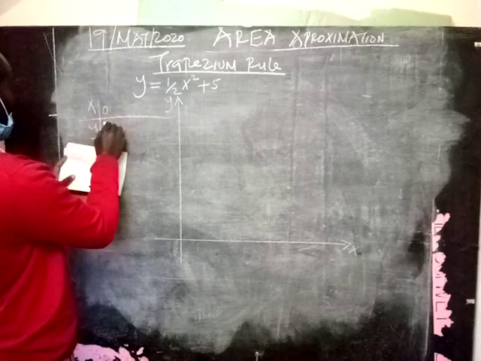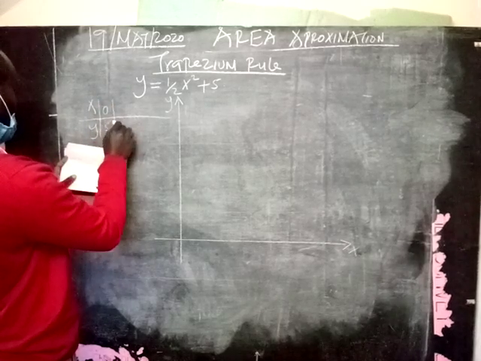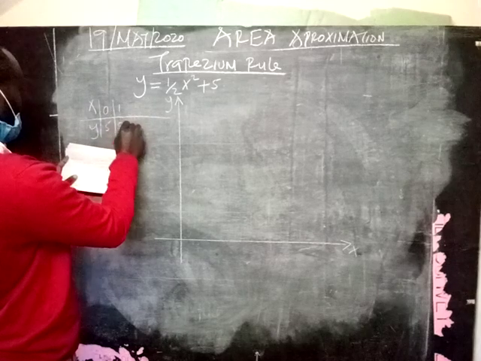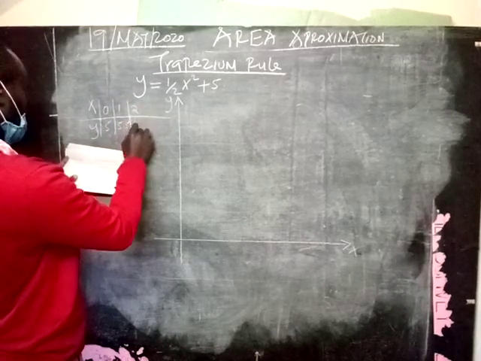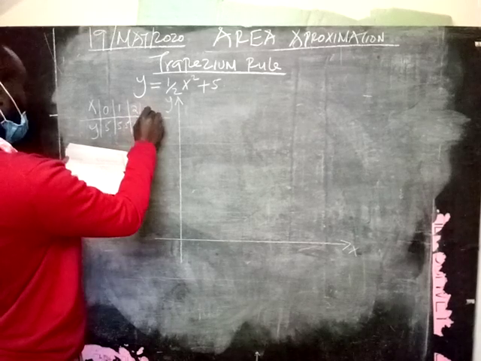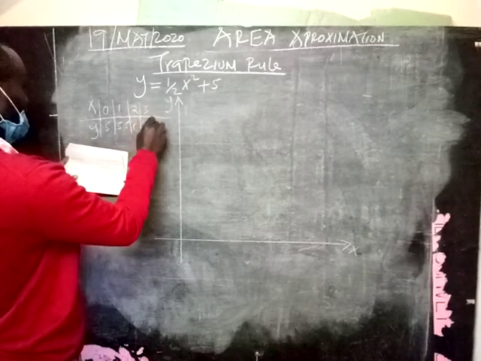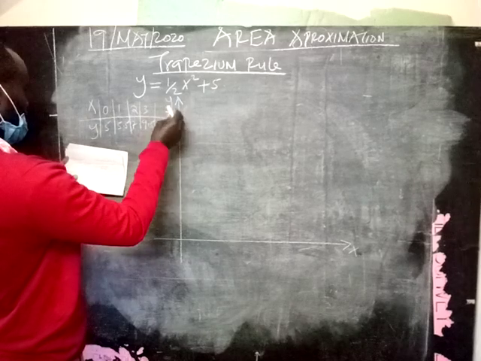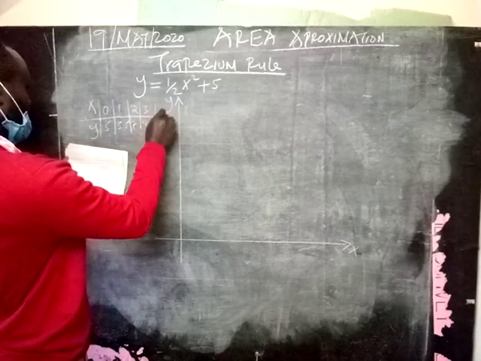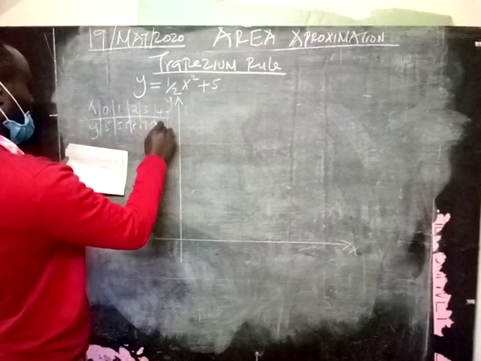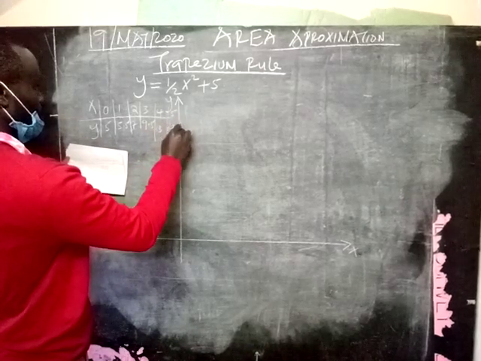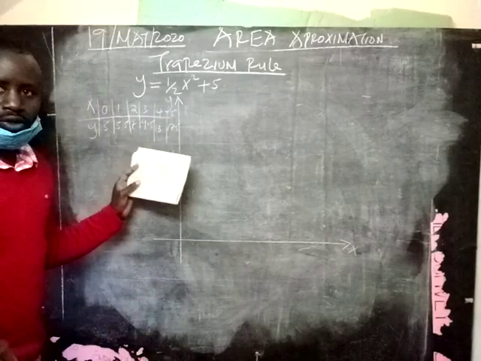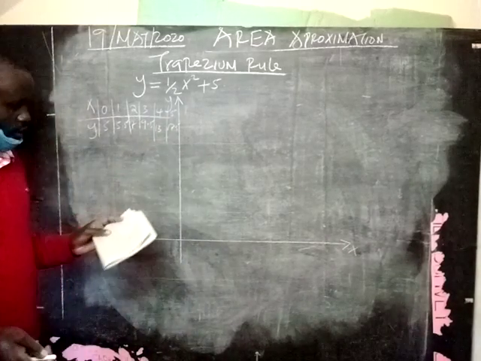When we have 0, we have 5. When we have 1, we have 5.5. When we have 2, we have 7. When we have 3, we have 9.5. When we have 4, we have 13. When we have 5, we have 17.5. So that is our table of values.